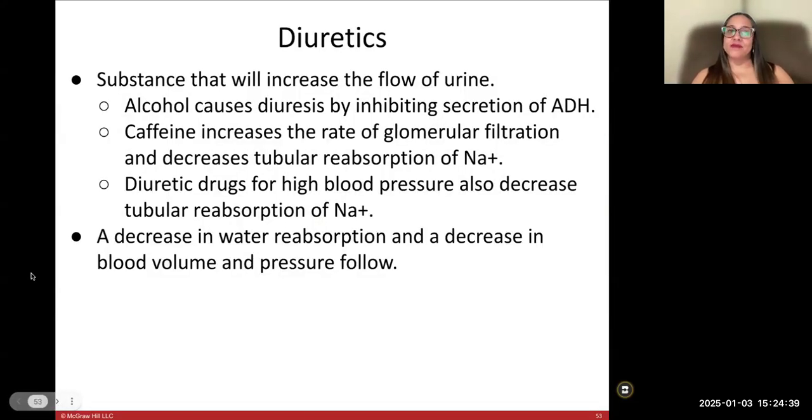Diuretics are substances that will increase the flow of urine. Alcohol causes diuresis by inhibiting the secretion of ADH. Caffeine increases the rate of glomerular filtration and decreases tubular reabsorption of sodium. Diuretic drugs for high blood pressure also decrease the tubular reabsorption of sodium. A decrease in water reabsorption and a decrease in blood volume, and then pressure follows. There would be a decrease in blood pressure.